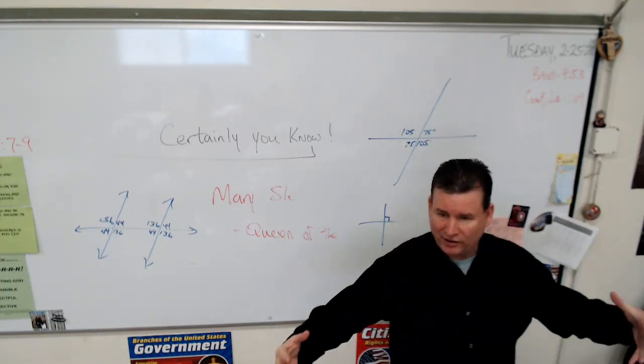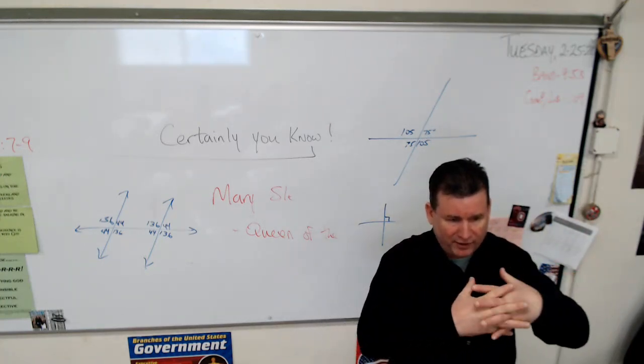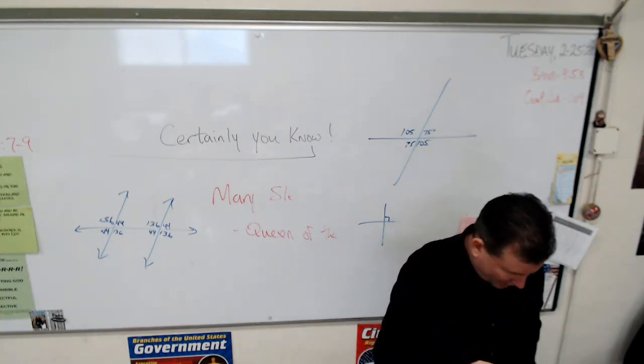Numbers 16 through 18. What did I say? Geometry and algebra often intersect. And you're going to tackle that right now.